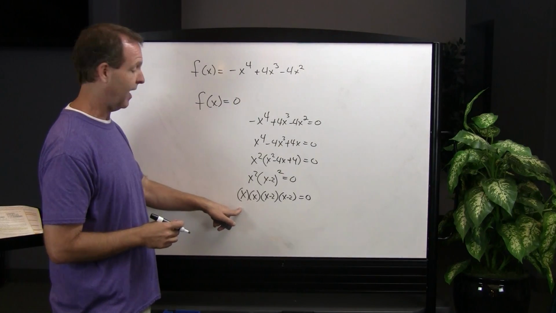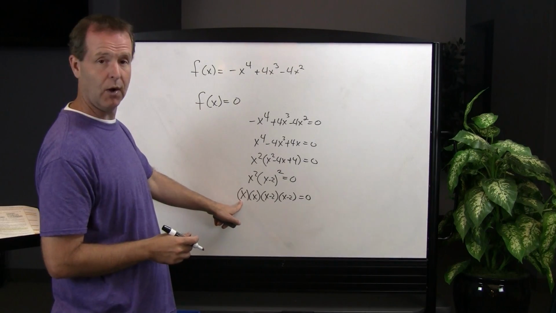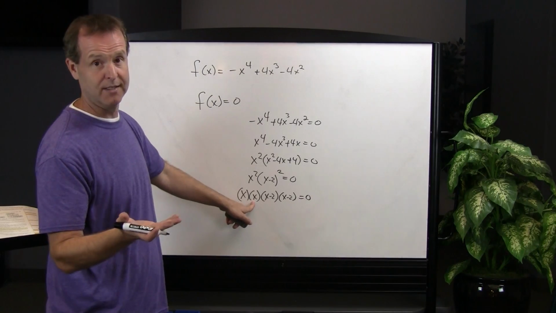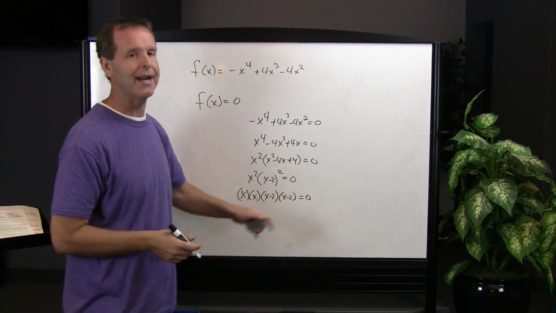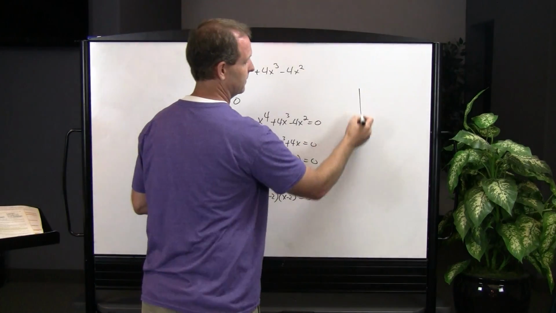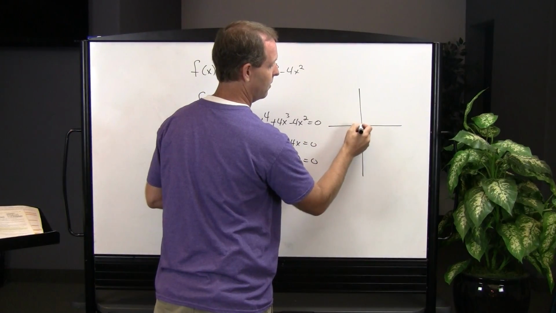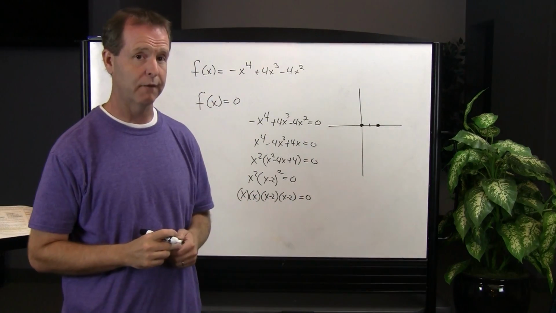And for that to be true, I have to make this true. So this is true when x is 0. This is also true when x is 0. This is true when x is 2. And this is also true when x is 2. So that tells me that I have two places on my graph, 0 and 2, that are zeros of this particular function.